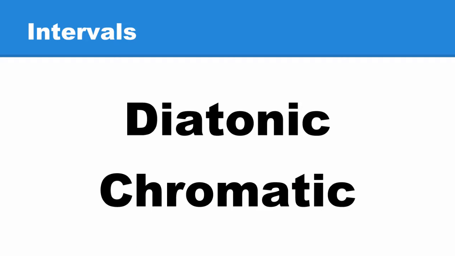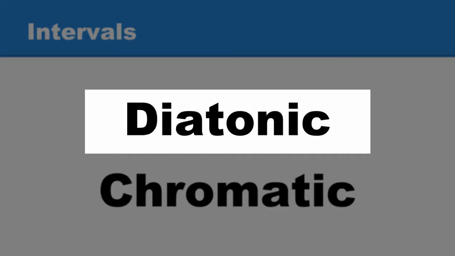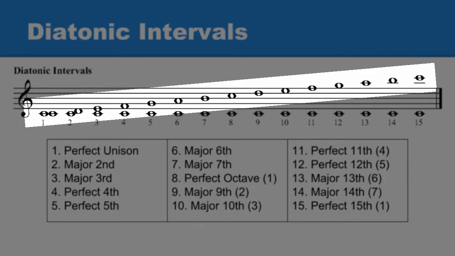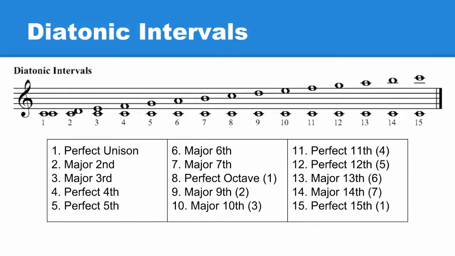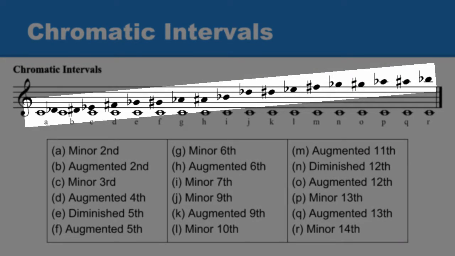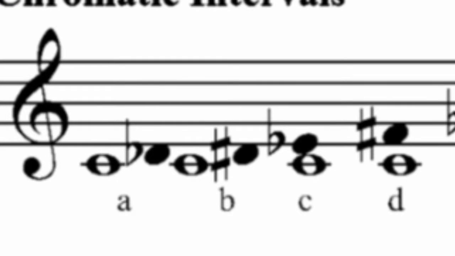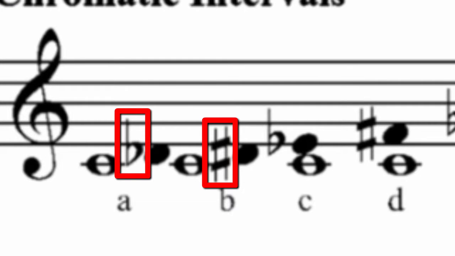There are two categories of intervals, diatonic and chromatic. Diatonic intervals are notes that appear naturally in the major scale. Chromatic intervals are notes that are not in the major scale. Chromatic intervals also require accidentals like sharps and flats.